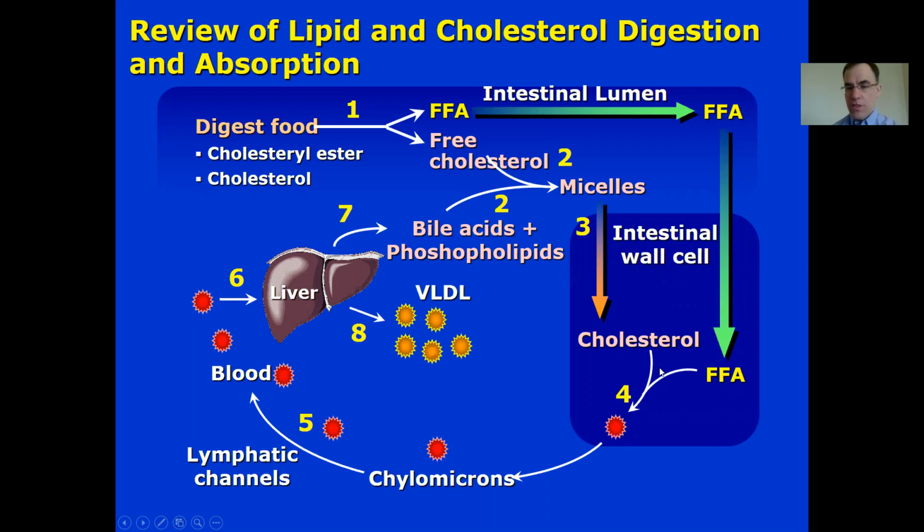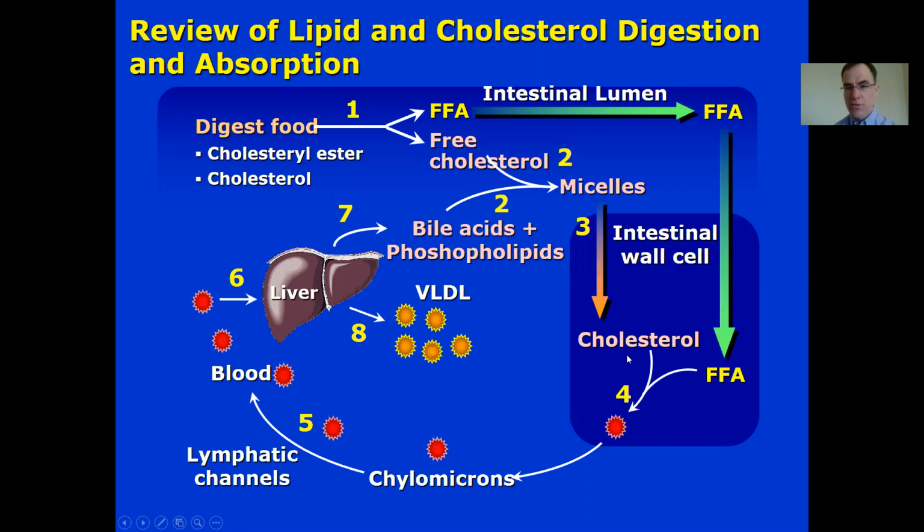Inside the wall, the free fatty acids and cholesterol get repackaged into triglyceride and then into a chylomicron. The chylomicron is excreted into the lymphatic channels before it moves into the blood. Then the chylomicron makes its way into the liver. Some of those chylomicrons are used to make bile acids and phospholipids, which will be used to make new micelles to allow for the cycle to continue.